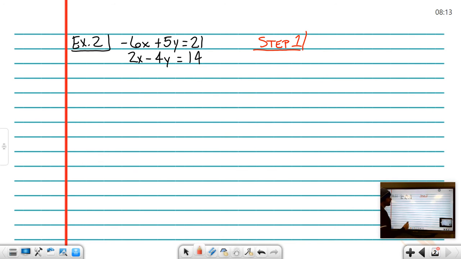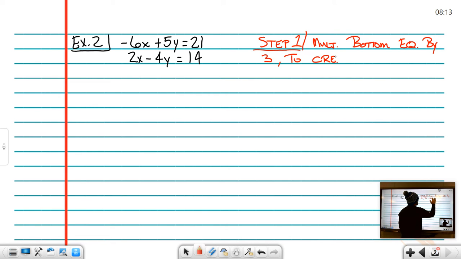So the first thing I'm going to do is multiply the bottom equation by 3 to create opposites.